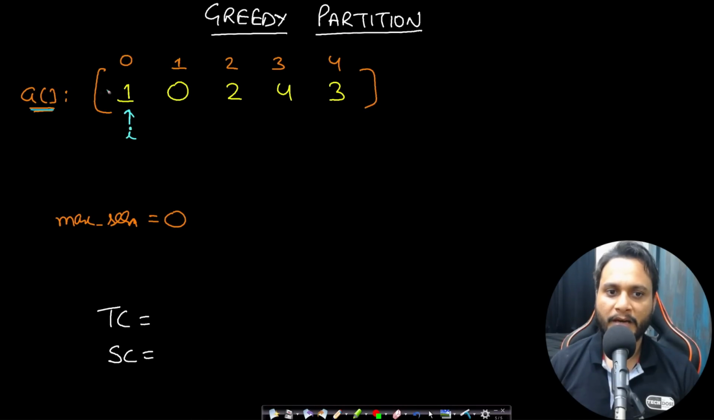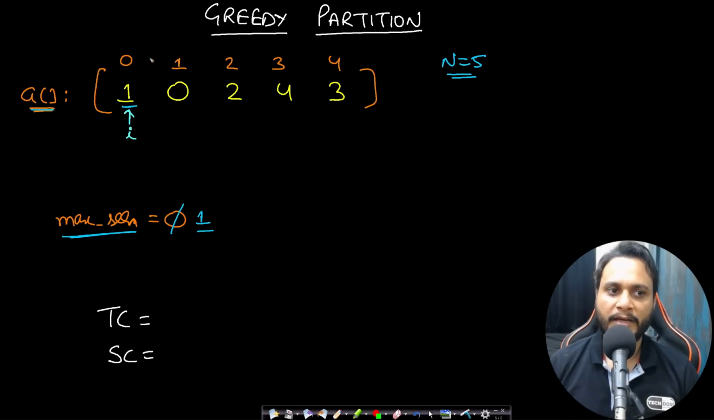So let's say we have the given array with n equals 5 items. So definitely the values will be in the range of 0 to 4 in a certain permutation. I will be maintaining the maximum seen, and it will be initialized with 0 because all the values are greater than or equal to 0. Whenever I see an item, I will update the maximum seen, which will be the max of the already known maximum seen and the current item.